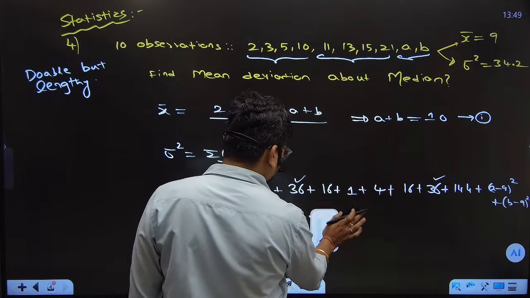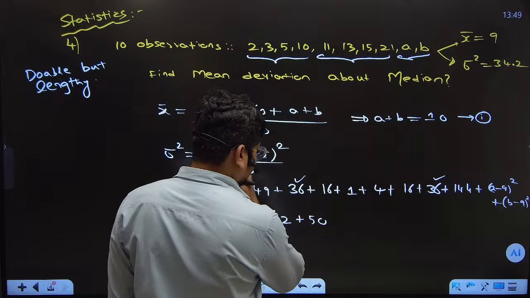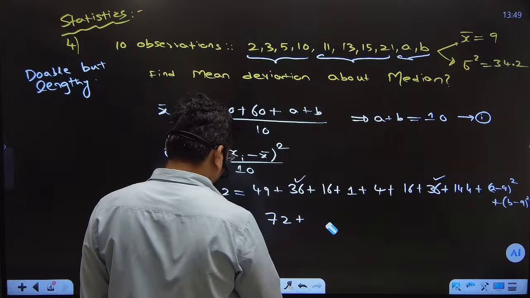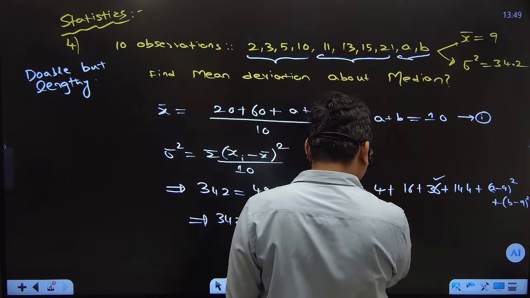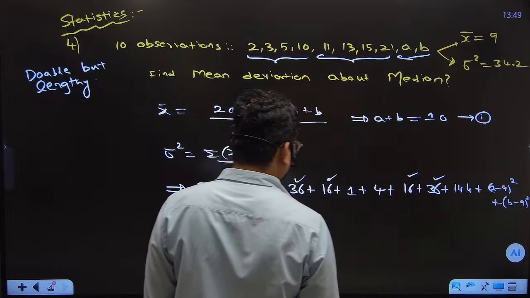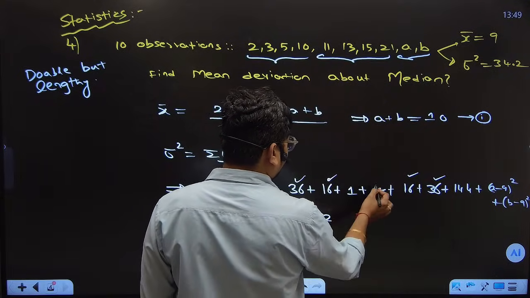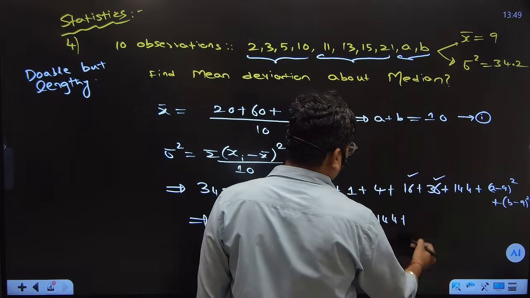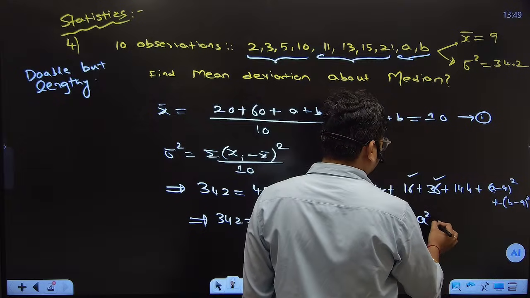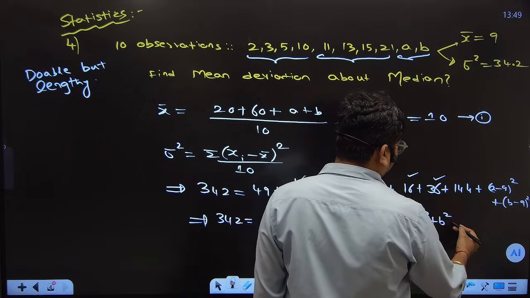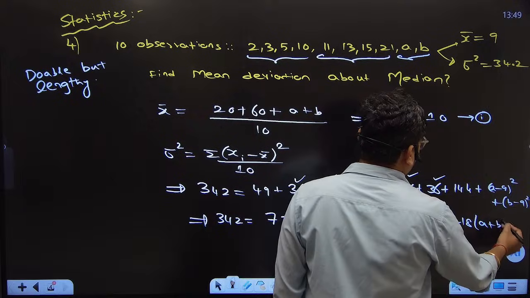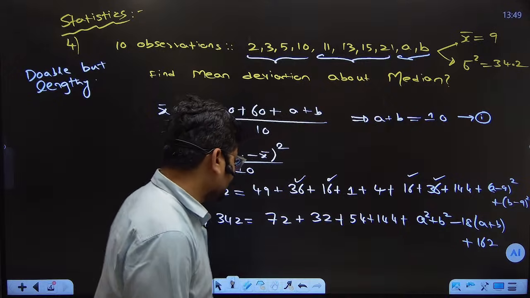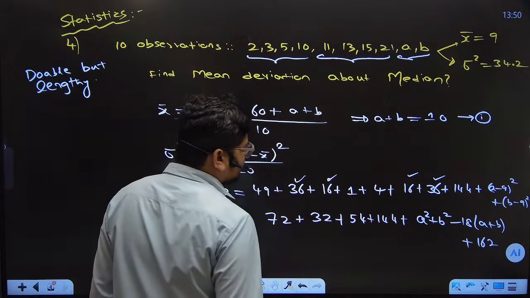Calculation thing. So 2 times 36, then again you're having 16 into 2, 32. So 54, and another 144. And this also if I simplify, I'll get A square plus B square, and again minus 18 times A plus B, plus 9 square 81, 81, which is another 162. So with this you should be able to figure out the value of A square plus B square.